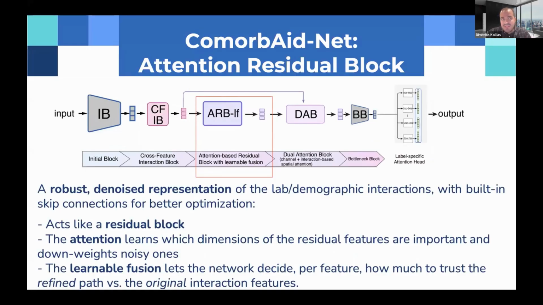So we can decompose this into 3 parts. The first is that it has a residual block and acts like a residual block. The second is that it consists of an attention mechanism, where the whole idea is that we want to learn which dimensions of the residual features are important, and it will downweight the noisy ones. And the last one is the learnable fusion that lets the network decide per each feature how much to trust the refined path versus the original interaction of the features.